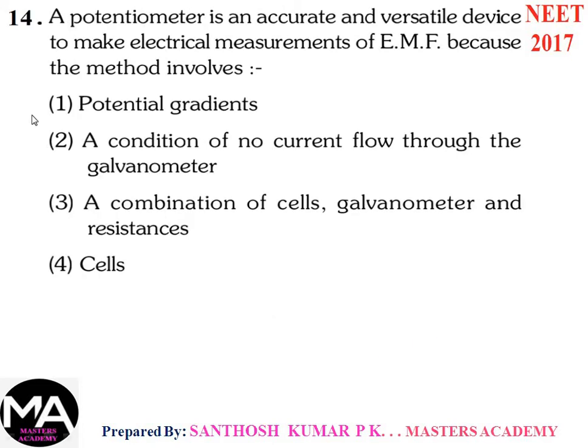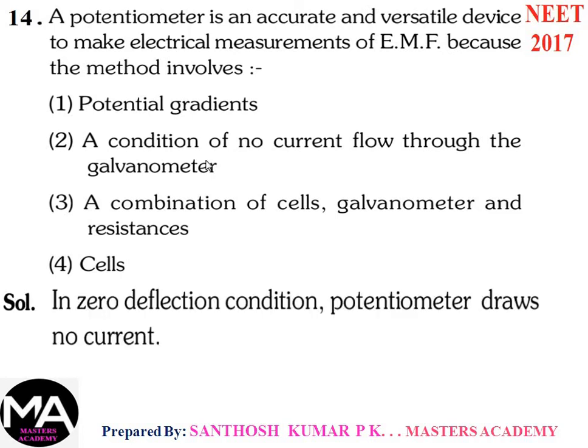So next problem. A potentiometer is an accurate and versatile device to make electrical measurements of EMF because the method involves... So the potentiometer is simple. We know that in the potentiometer, the balancing length is obtained whenever the current through the galvanometer is 0. Therefore, a condition of no current flow through the galvanometer is the right answer. So in the zero deflection condition, the potentiometer draws no current. Therefore, the option is the second one. It is from NEET 2017.